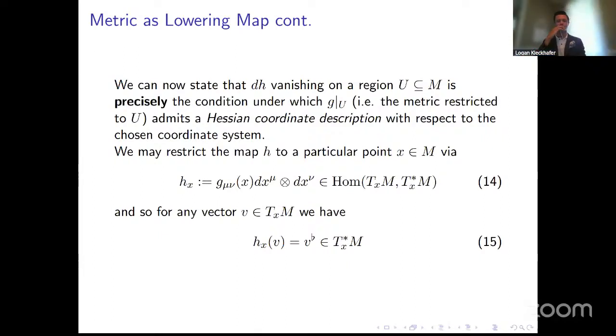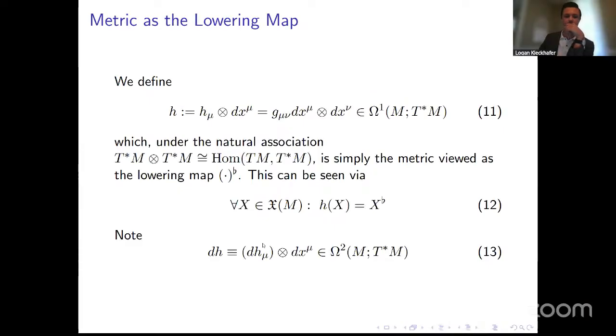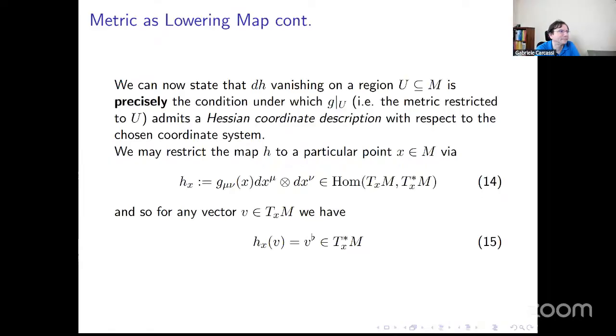So the point that you're making, I think, is that G alpha beta is going to be that exterior derivative of H, right? Yes. Okay. So obviously here down in equation 13, what I have is dH sub mu, you can substitute in for capital G, and this is going to appear. Yeah. Okay. And so we can say that dH without any indices vanishing on a region is precisely the condition under which the metric admits a Hessian coordinate description on that neighborhood.